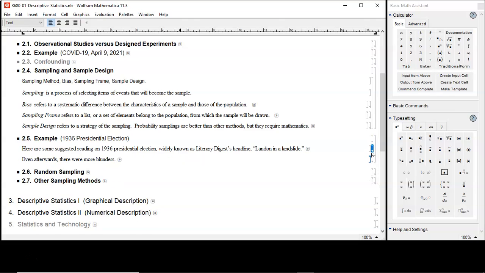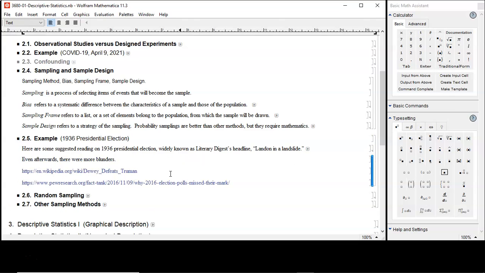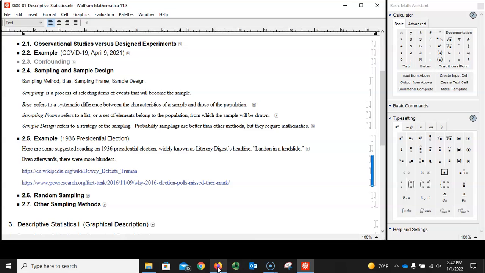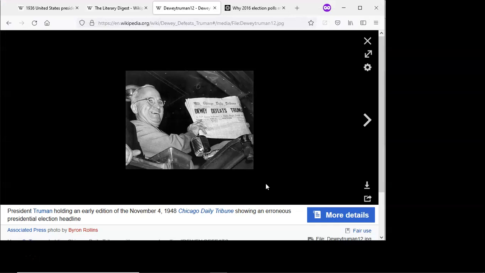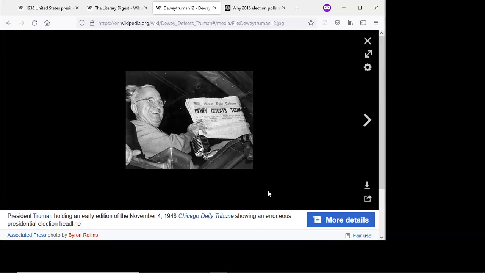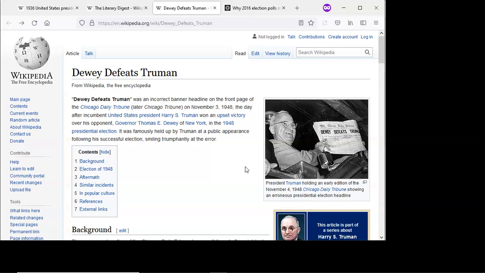Even yet, there were more blunders. Here's another interesting reading. Dewey defeats Truman. Here we go. Look at this picture. Harry Truman all smiles with a newspaper, Chicago Daily Tribune. Dewey defeats Truman. This is a real newspaper. And it was an early edition. And then the Chicago Tribune thought Dewey would win, but of course it was Harry Truman.